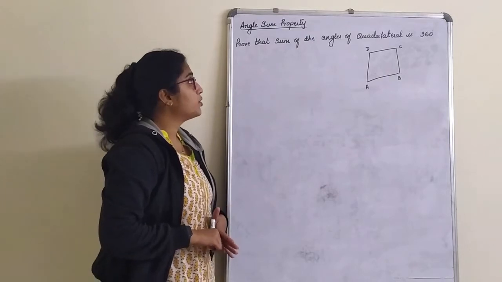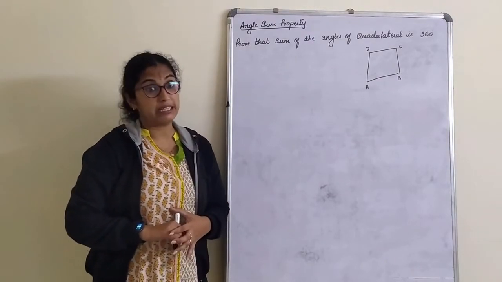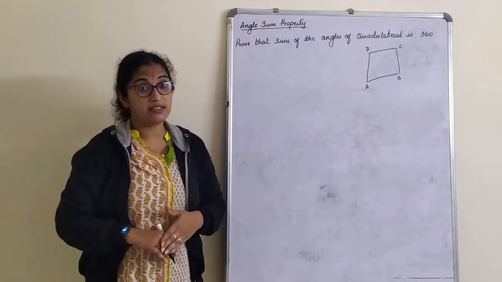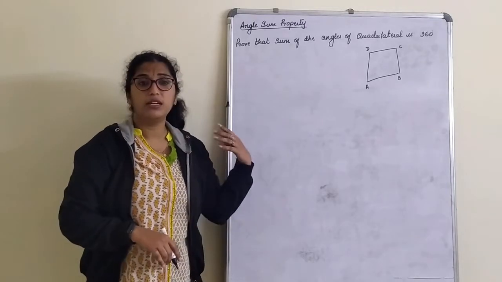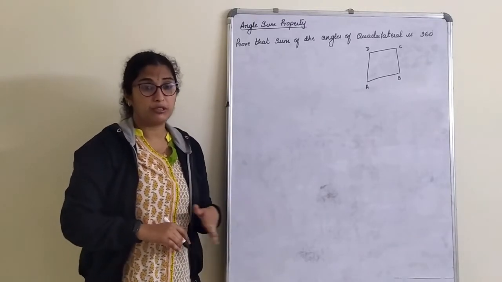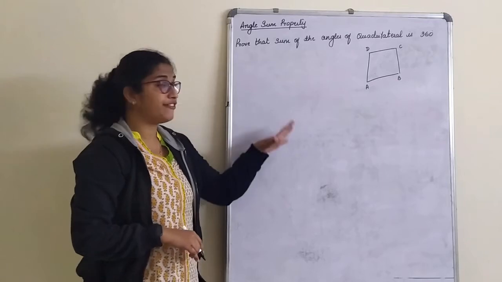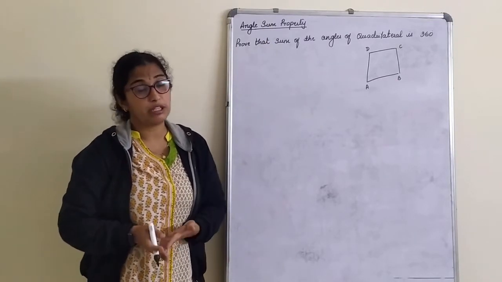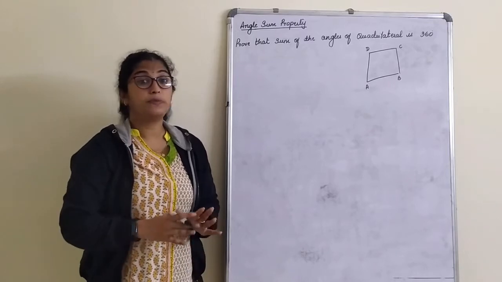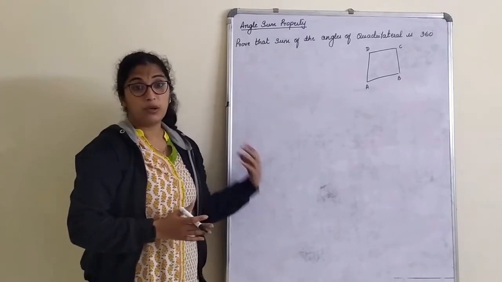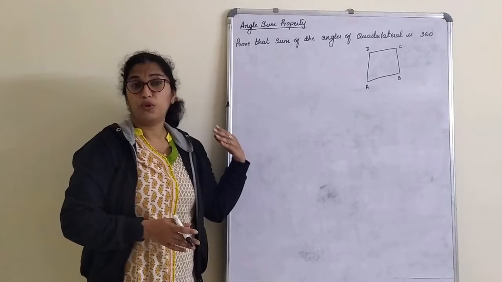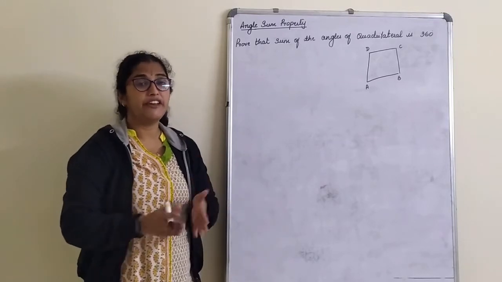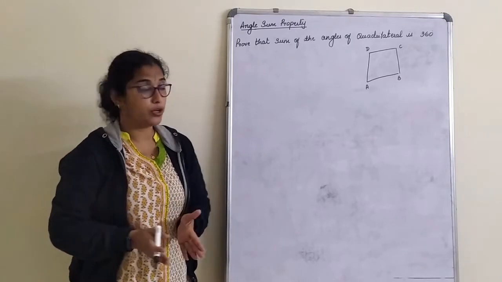Prove that the sum of the angles of a quadrilateral is 360. I have given it as an angle-sum property. Now see here children, you know that whatever I write on the board, if it is a derivation, definition or a tabular column, everything you need to write down in your book. Again and again I won't be repeating it in my class, saying write down this, write down that. So whatever I have done till now, everything should be there in your book.